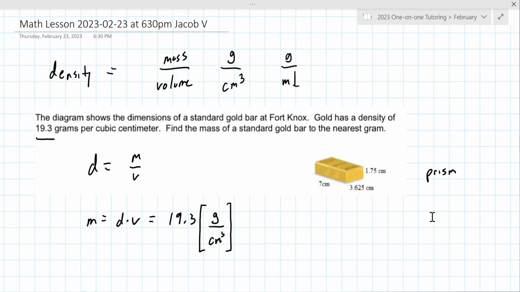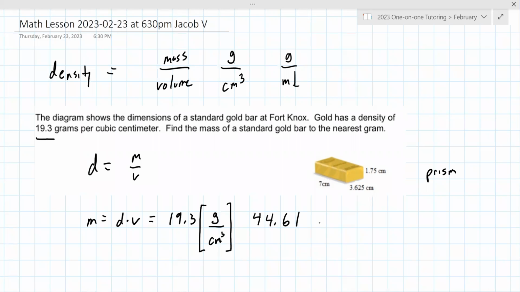Base times height times length. Now remind me, are you allowed to use a calculator? Yes. Okay, so go ahead and calculate the volume of this prism for us, please. That would be 7 times 3.625 times 1.75, which would give me 44.41. Yeah, you can go out a couple of decimal places here. We'll go out 2 of them.